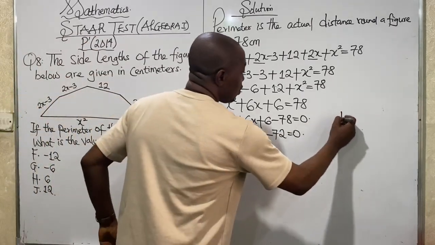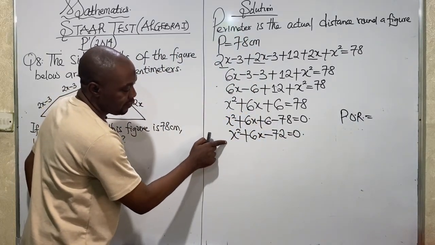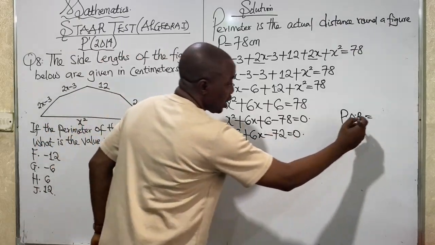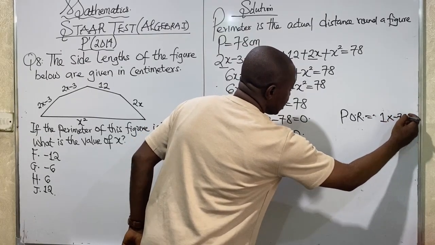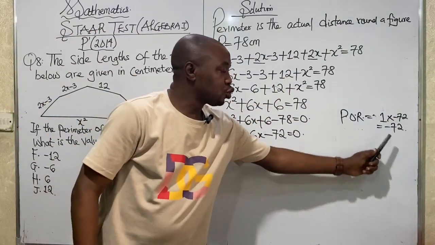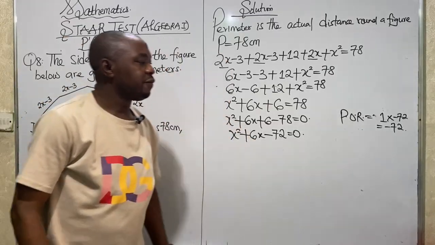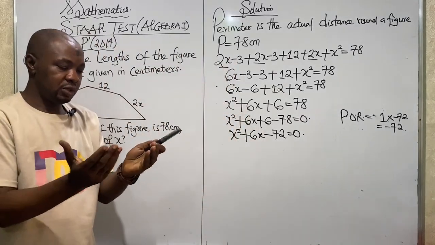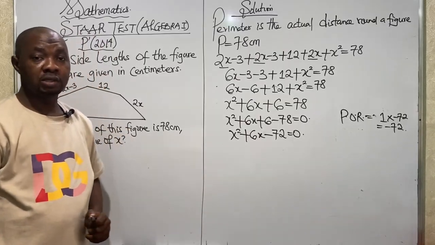What's our product of roots? The product of roots is when we multiply the leading coefficient, which is the coefficient of x squared, by negative 72. That is 1 multiplied by negative 72, which is negative 72. So we have the product of roots to be minus 72. Then what factors of minus 72, when we add the factors together, the two numbers, will give us the middle term?